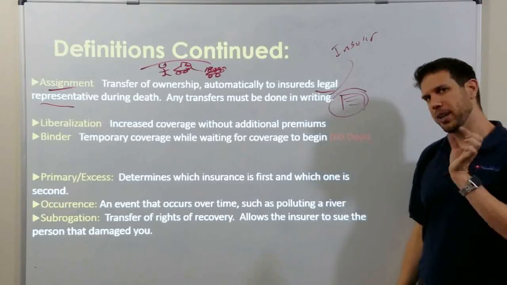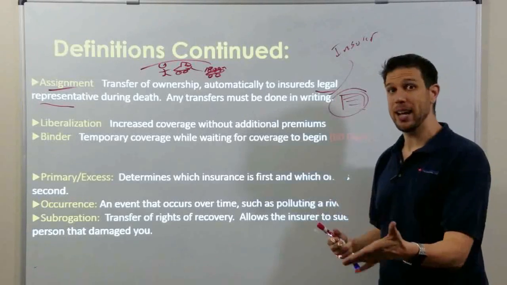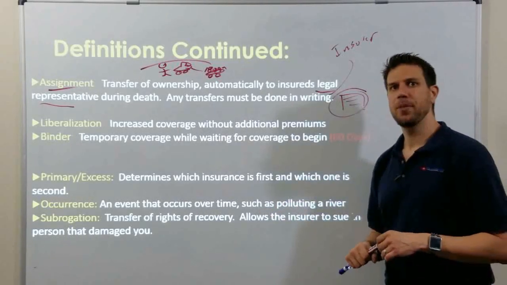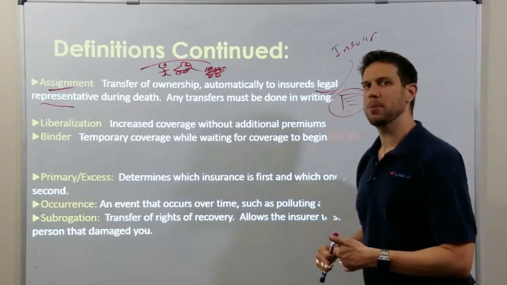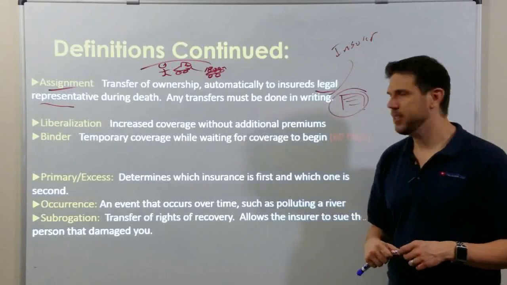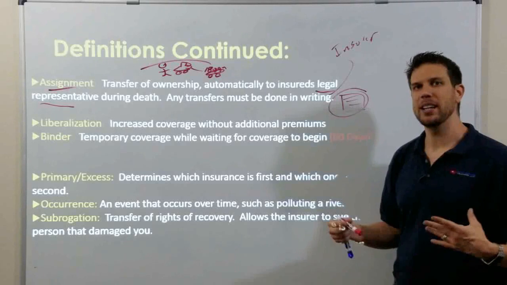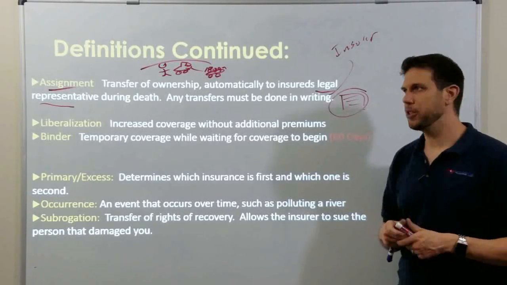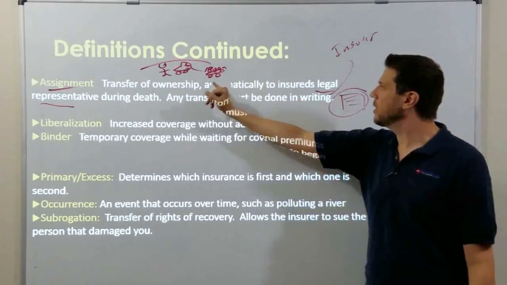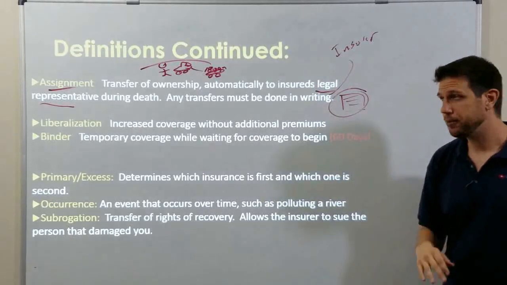Your test has a tricky question. They'll say, which of the following best describes assignment during death? Automatically transfers to legal representative, or automatically transfers to legal representative after court appointment. It doesn't have to wait until court appointment. It automatically transfers to your legal representative, so whoever automatically takes over your stuff is the person who will own your insurance policy. So all assignments automatically transfer to your legal representative in the event of death.